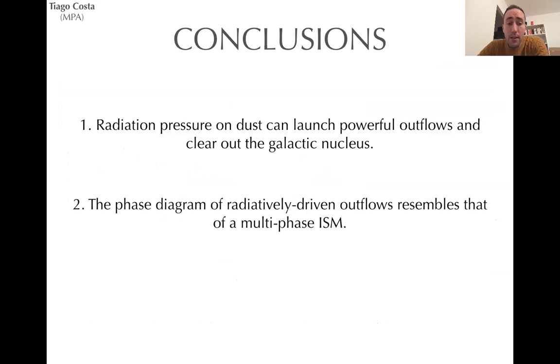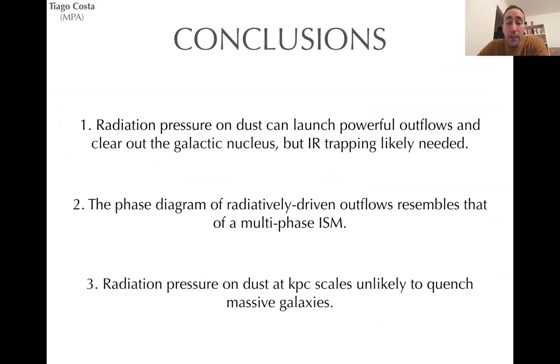These outflows are naturally multi-phase. They consist of a cold, dense phase, a warm ionized phase, and a hot, low-density phase. And we found that even though these outflows can be quite powerful, they don't really have a very strong immediate impact on the ability of the host galaxy to form stars.